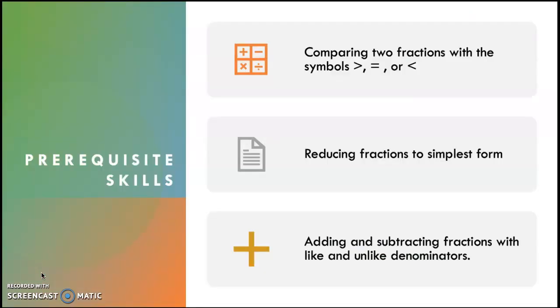Based on their method, they chose to use a pre-post test formula that allowed them to design their method. Based on the pretest, 2 interventionists decided on 3 prerequisite skills, which were comparing 2 fractions with the symbols greater than, equal to, or less than, reducing fractions to simplest form, and finally adding and subtracting fractions with like and unlike denominators.